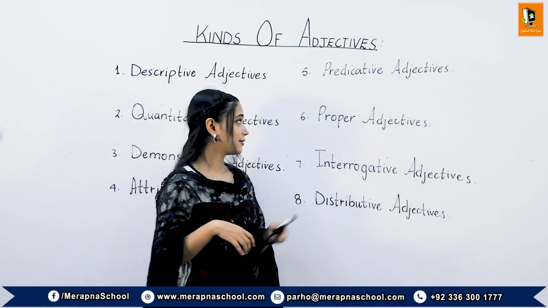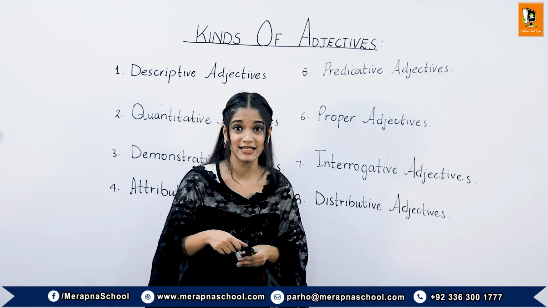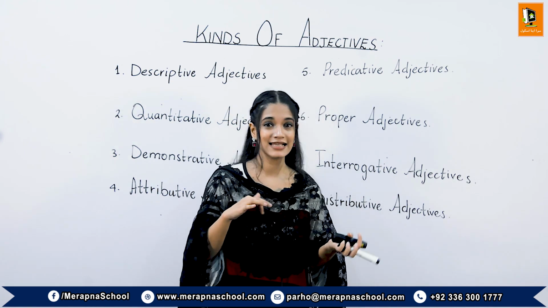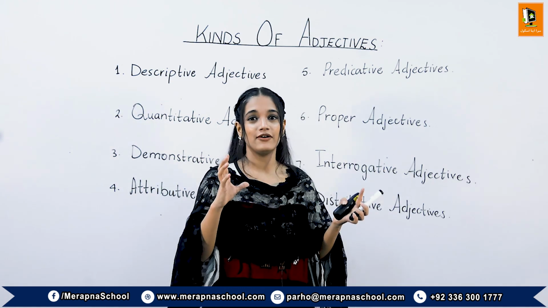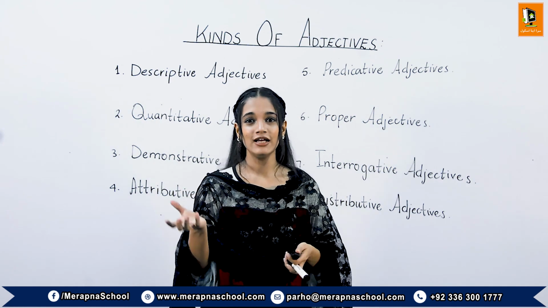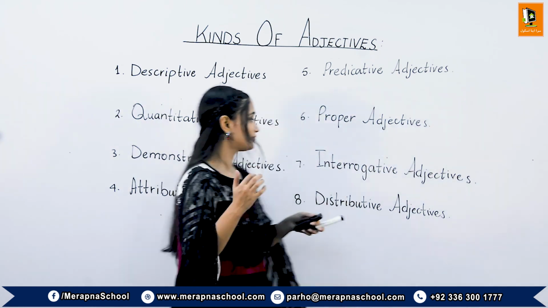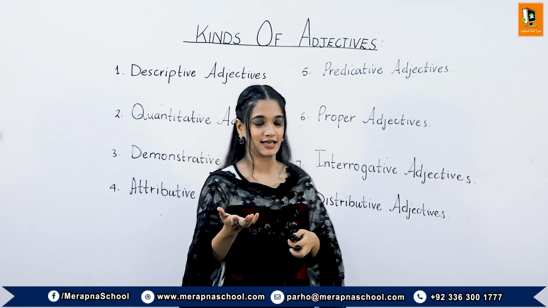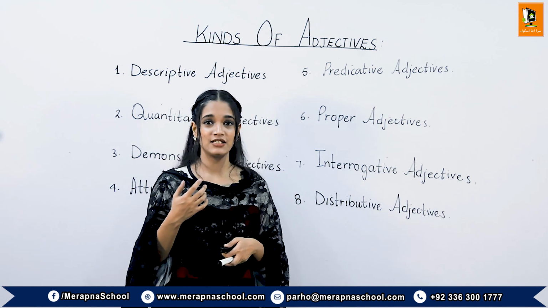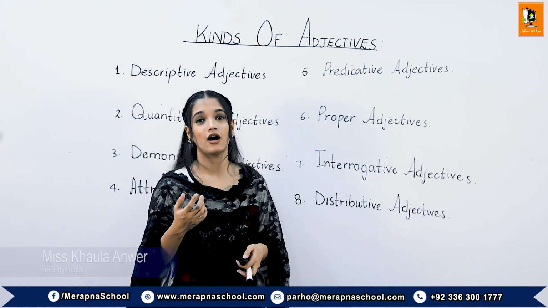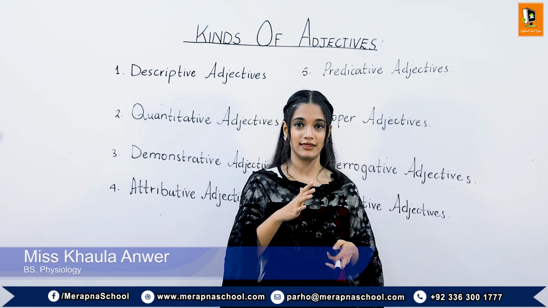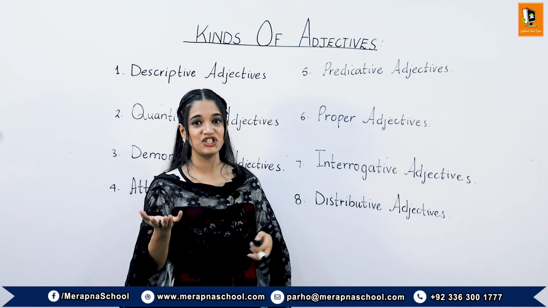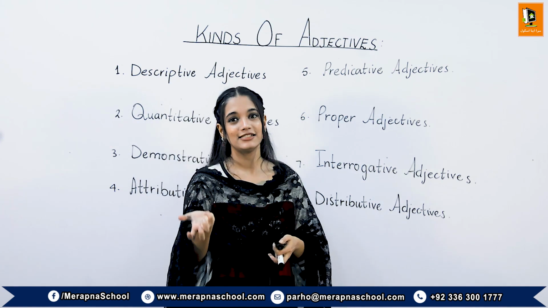And now the proper adjectives. The proper adjectives are the adjectives which are formed from proper nouns. They are always capitalized. They represent a nationality or regional affiliation. The interrogative adjectives induce a question in the sentence. Distributive adjectives mention each member of a group. They identify each member of a group. For example, each, every, either, neither.